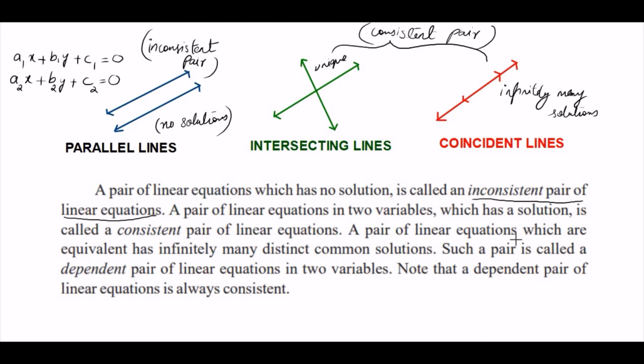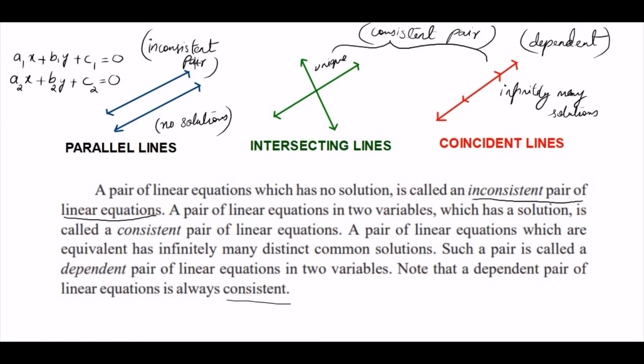A pair of linear equations which are equivalent and has infinitely many distinct common solutions, that is this pair, the coincident lines, such a pair is called a dependent pair of linear equations in two variables. This can be called as consistent as well, it is called as the dependent pair of linear equations. So this coincident lines can be called as consistent pair as well as dependent pair of linear equations. That is what is being told here. Note that a dependent pair of linear equations is always consistent.